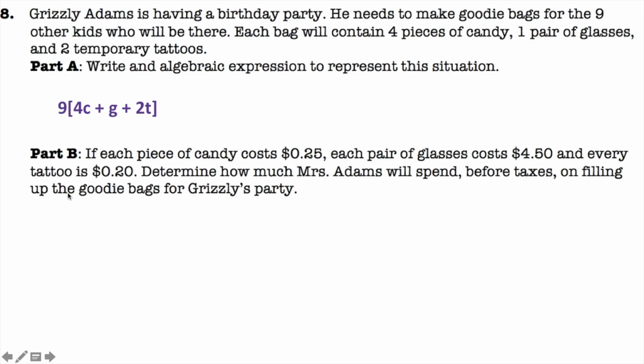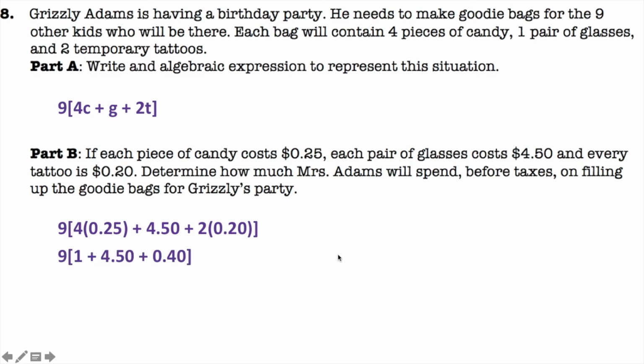Part B, if each piece of candy costs 25 cents, each pair of glasses costs $4.50, and every tattoo costs 20 cents, determine how much Mrs. Adams will spend before taxes on filling up the goodie bags for Grizzly's party. So we're going to replace C with 0.25. We're going to replace G with 4.50, and we're going to replace T with 0.20. Then you're just multiplying each of the individual ones together. Then you can use the distributive property to distribute the 9 into each of these terms.